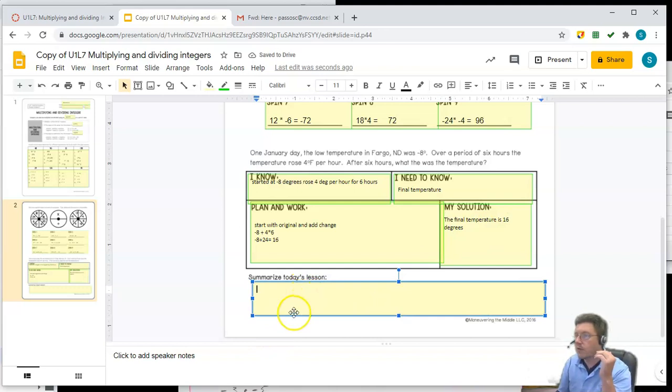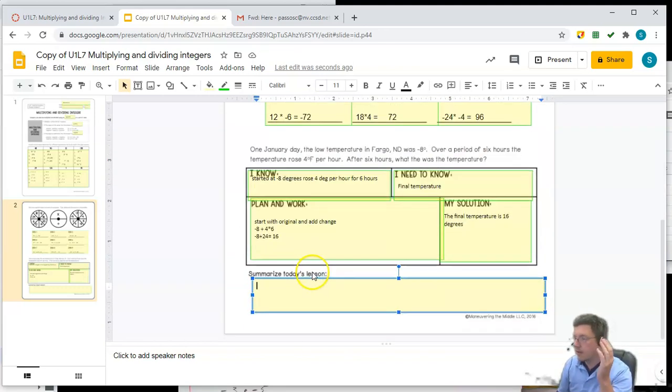Go ahead and summarize today's lesson, what you learned, what the rules are for multiplying and dividing integers, and then go ahead and work on the assignment in ALEKS.